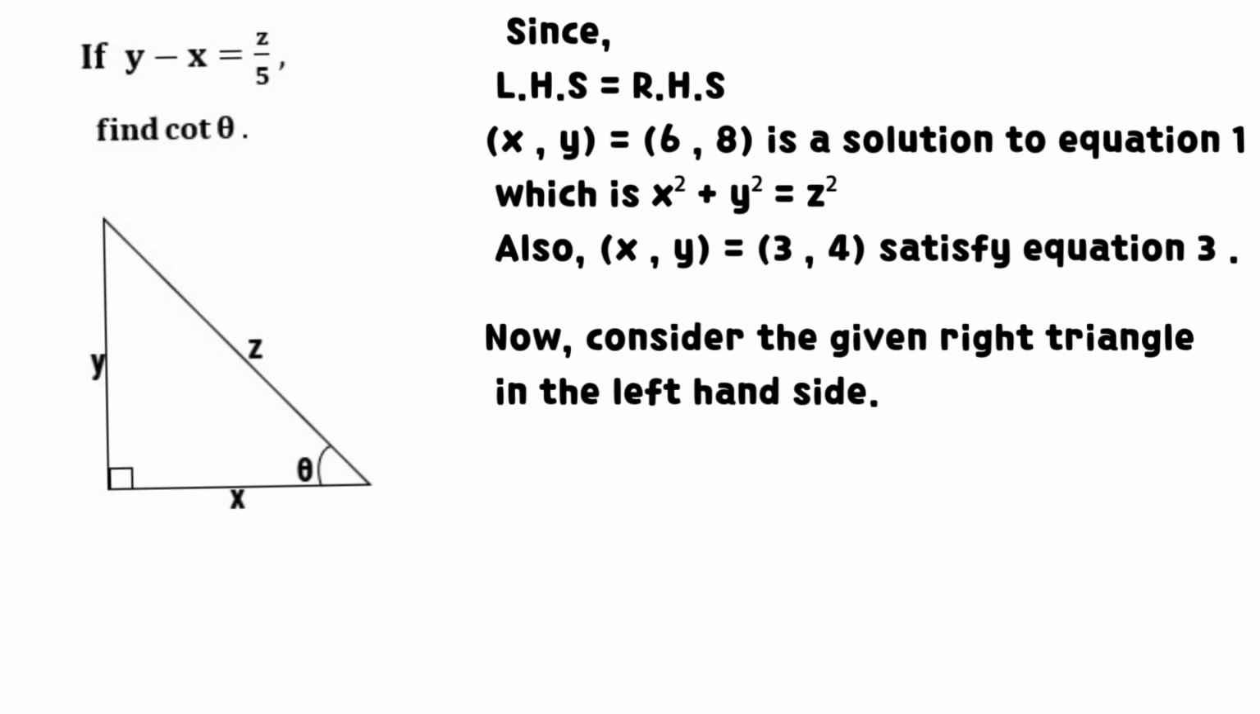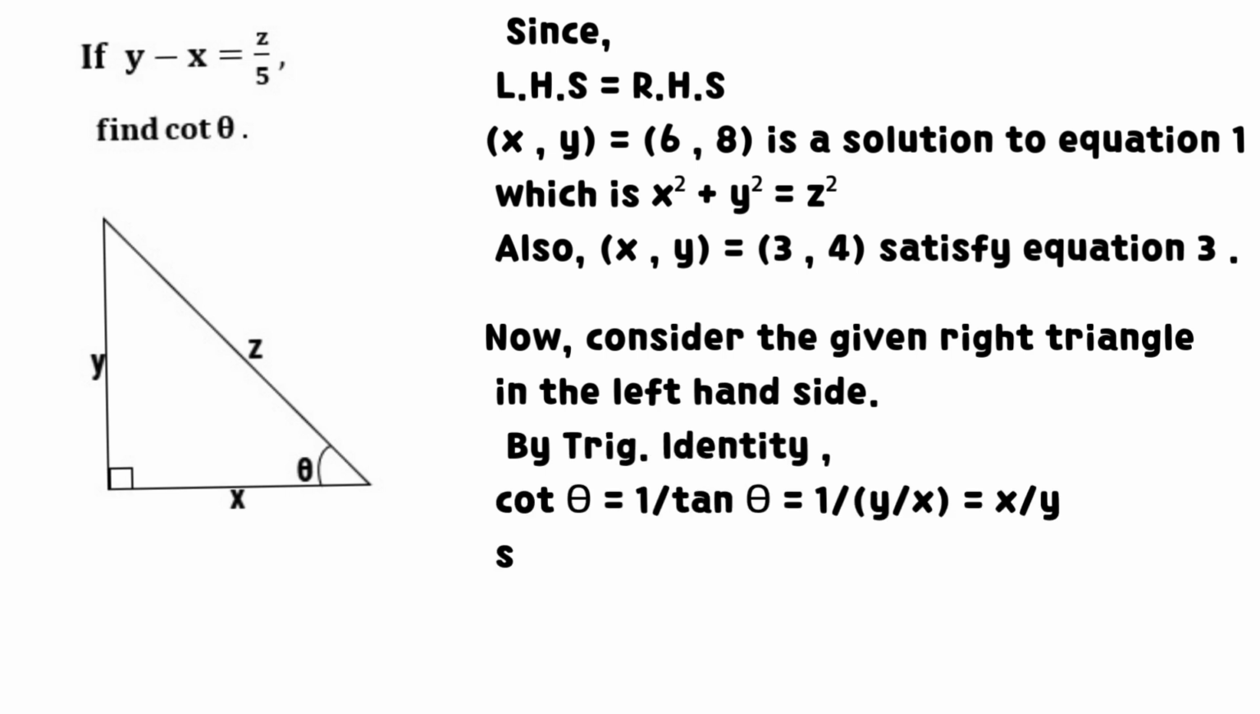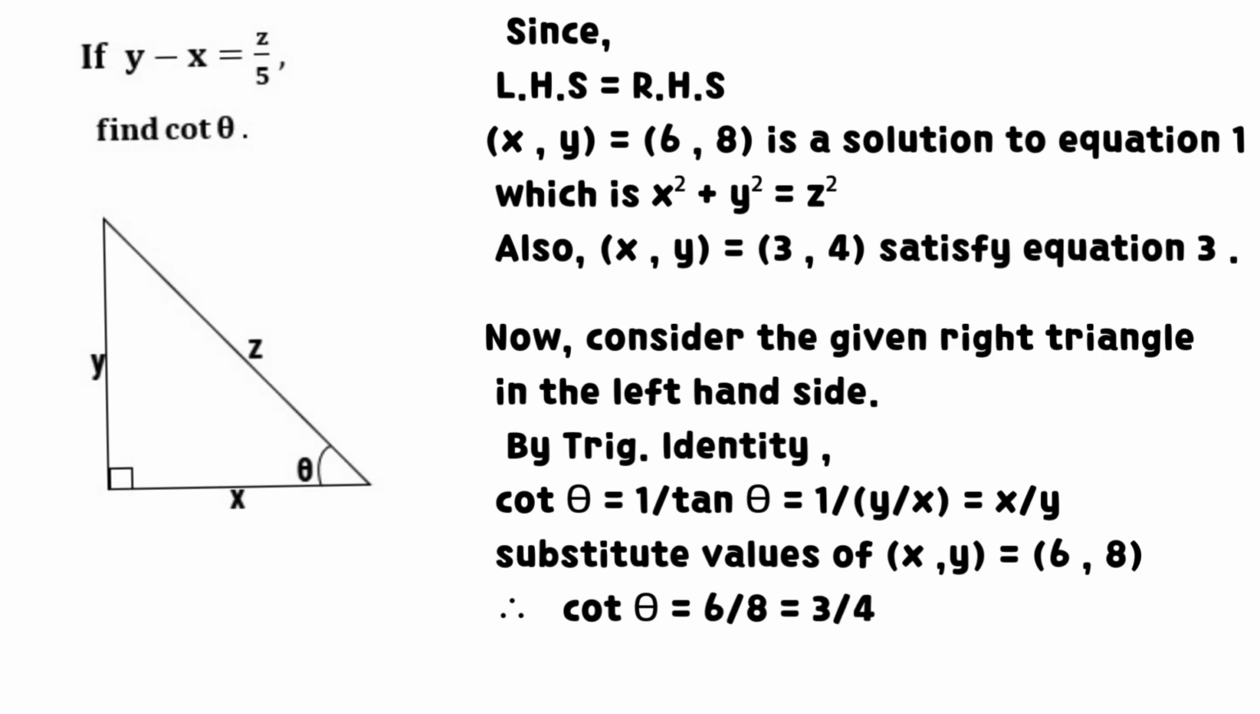Now, consider the given right triangle on the left-hand side. By trigonometric identity, cot theta equals 1 divided by tan theta, which equals x divided by y. By substituting the values of x and y equal to 6 and 8, respectively, into the above equation, we have that cot theta equals 6 divided by 8, which equals 3 divided by 4. Hence, the required value of cot theta equals 3 divided by 4.